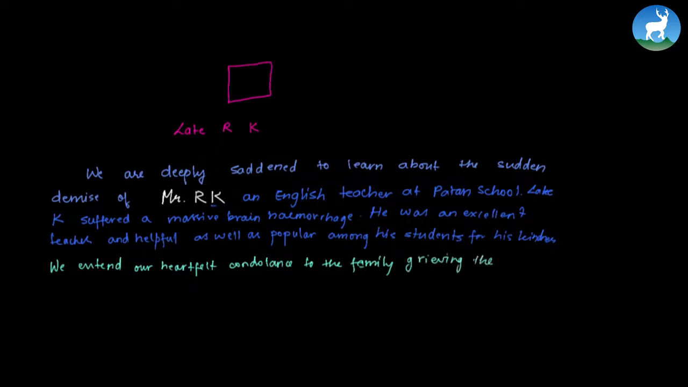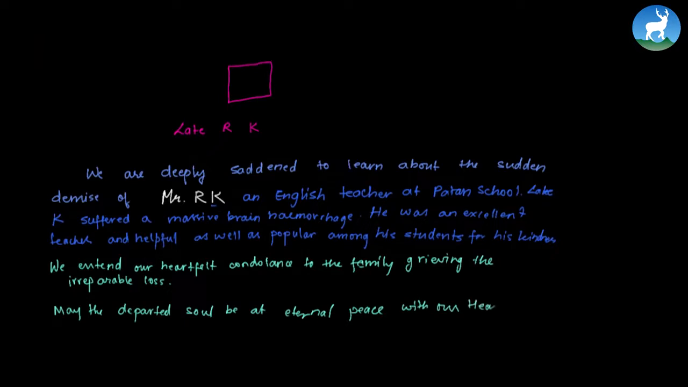Now this is the end of your condolence, but we are not done yet because we need to state who we are. So, class 9 students, Patton School, Kathmandu. You can also add the date of birth of the person and the date of death. So this is an obituary.